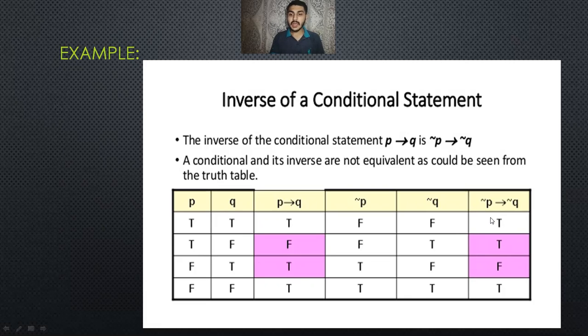Negation P implies negation Q. So we are now taking negation P and negation Q, and then doing the implication, then our answer will come in inverse. So the false will be true here, and true will be false here. Implication means opposite. That's all.